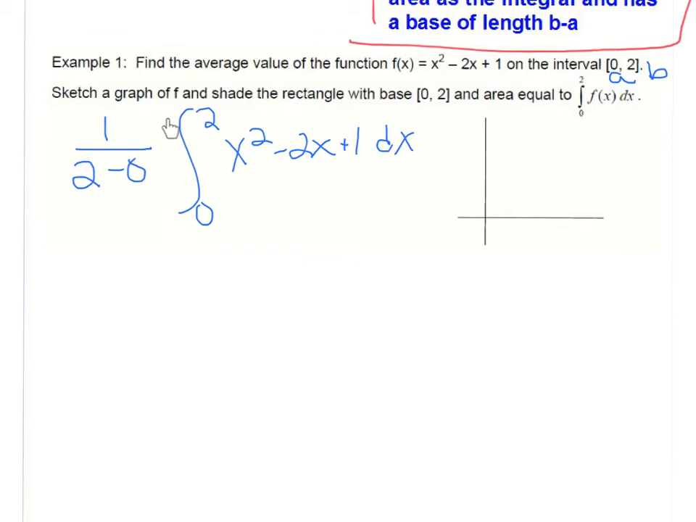In your calculator, you can calculate this integral using the Math 9, and you should get 2/3. So then multiplying those together, we get 1/3.